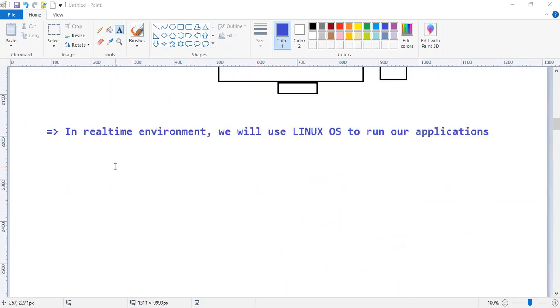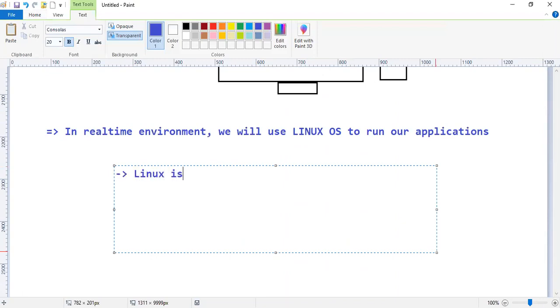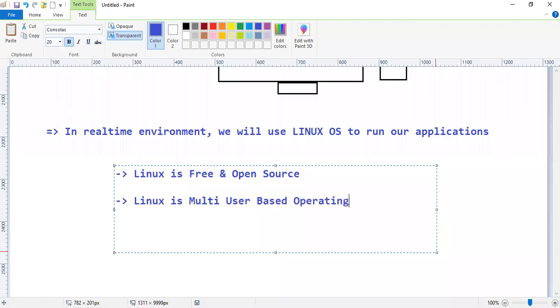Why are we going to use the Linux operating system? Linux is free and open source. You can use the Linux operating system for free of cost, and the Linux source code is also available. Linux is a multi-user based operating system. That means multiple people can connect to the same Linux machine at a time. All those things we will see in the coming classes.